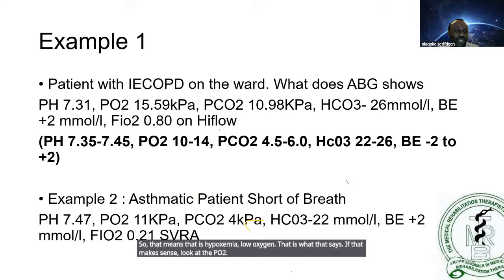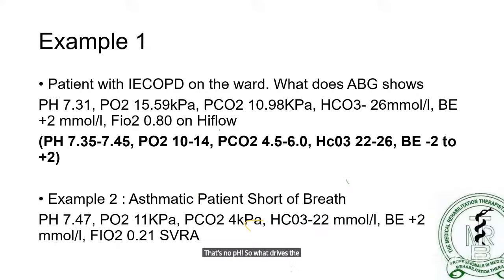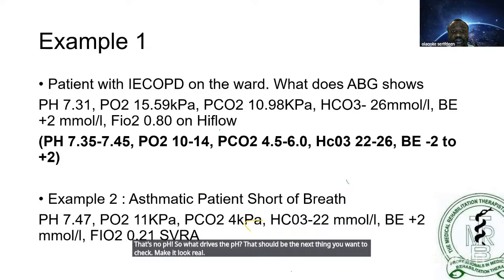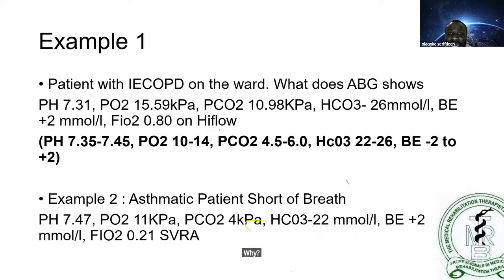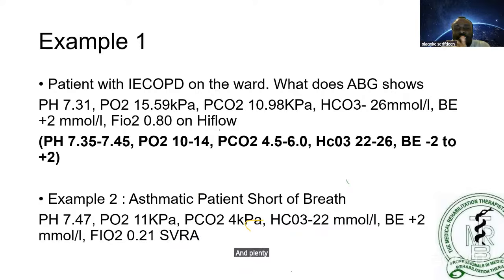Don't forget, the next thing I'm going to check, I've checked oxygen. What is the next thing you're going to check? Check the pH. Correlate the pH with the normal. Oh, that's low. That's low pH. So what drives the pH? That should be the next thing you want to check. Oh, I think it's the CO2. Why? Because the CO2 is higher than normal. So how does the CO2 drive the pH? Because CO2 is now making plenty hydrogen in their blood, and plenty hydrogen is now shifting their pH to start going low.